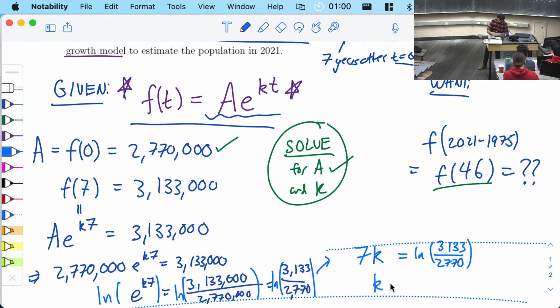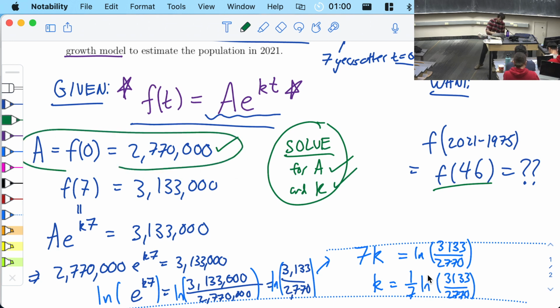What is k? It's 1/7 of the thing: ln of 3,133 divided by 2,770. So I've solved for k. I've done the halfway point. I know the value of a is this, and I know the value of k is this. And by using those two together, I'm going to get f of 46 just by plugging in.